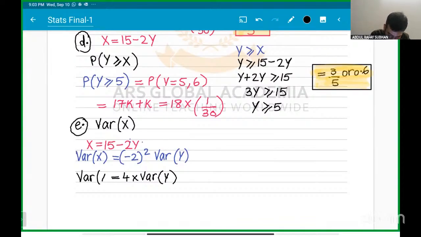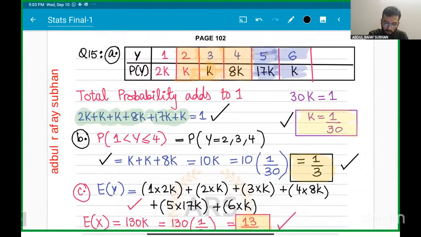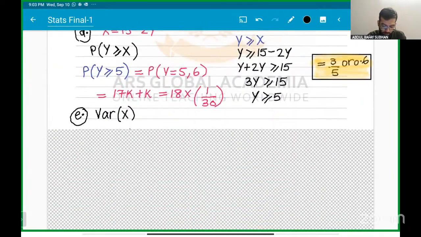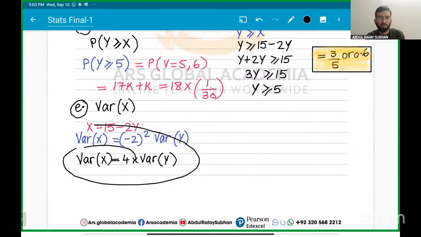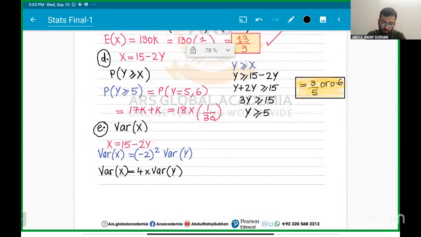Is everyone getting it? Just have to get the variance of y for this question, for this y data, discrete random variable. Whatever the answer comes, just multiply by 4. You get the variance of x. Is everyone understanding? Theek hai ji. Yes, got it, clear? So that's what we have to do. Let's start. Please copy this down.